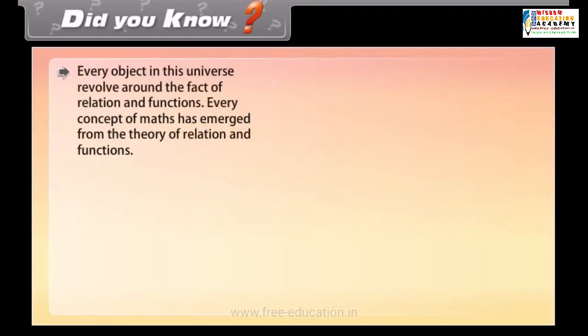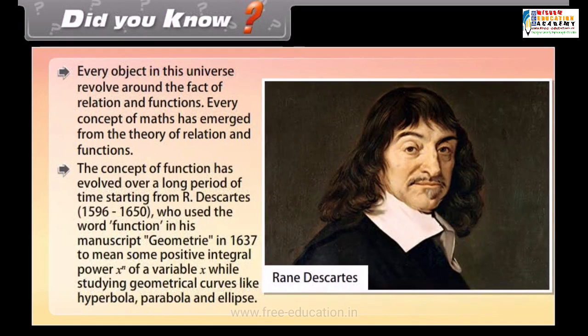Did you know? Every object in this universe revolves around the fact of relation and functions. Every concept of math has emerged from the theory of relation and functions. The concept of function has evolved over a long period of time, starting from R. Descartes, 1596 to 1650, who used the word function in his manuscript Geometry in 1637 to mean some positive integral power x^n of a variable x while studying geometrical curves like hyperbola, parabola, and ellipse.